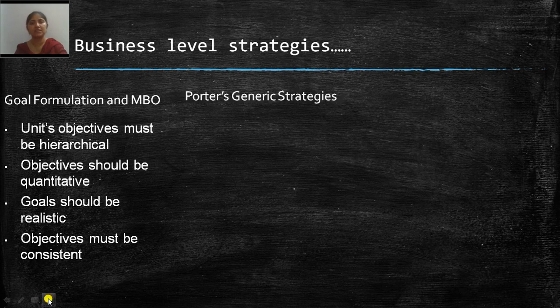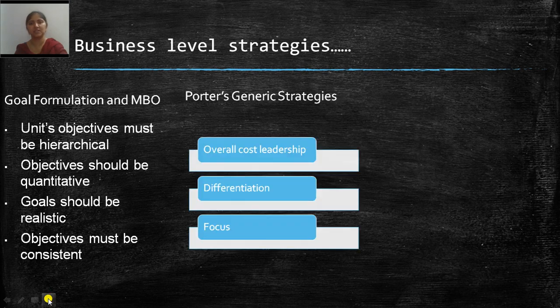Then comes the strategies part. Now, what is the difference between a goal and a strategy? Goal is what is to be done, whereas strategy is how it is to be done. It is a roadmap or a game plan to achieve your goals. For that we have Porter's strategies, that is overall cost leadership, differentiation and focus.